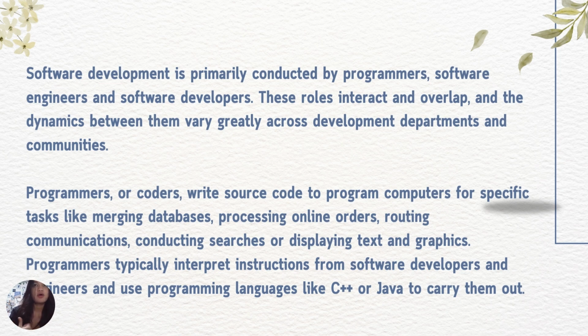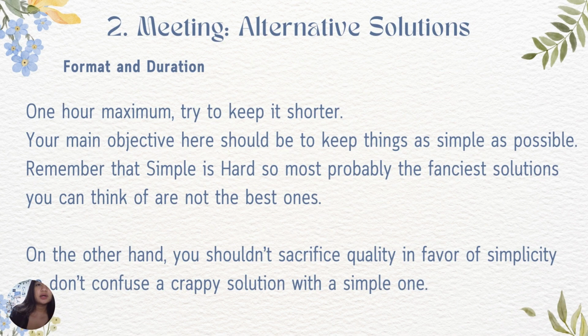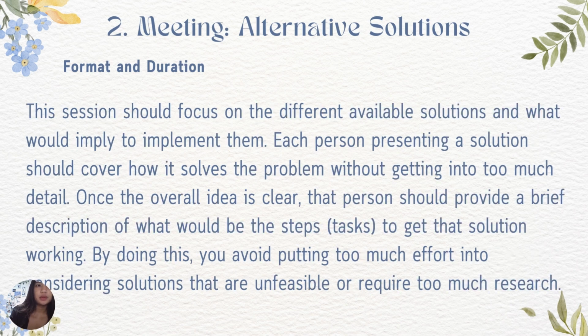These roles interact and overlap, and the dynamics between them vary greatly across development departments and communities. Programmers, or coders, write source code to program computers for specific tasks like merging databases, processing online orders, routing communication, conducting searches, or displaying text and graphics. Programmers typically interpret instructions from software developers and engineers, and use programming languages like C++ or Java to carry them out.